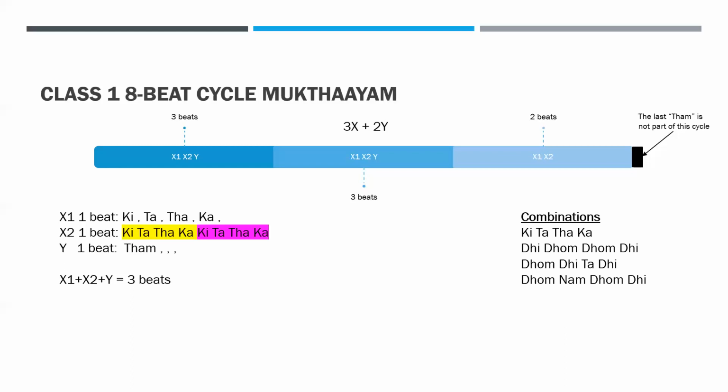We call it homogeneous variations. If you pick kitataka, you will stick to kitataka all the 8 beats. Or if you pick di dum dum di, you will stick with di dum dum di all the 8 beats. If you stick to dum di tadi, you stick to that same thing till the end. You don't mix and match. So you get there itself 4 different variations to practice.